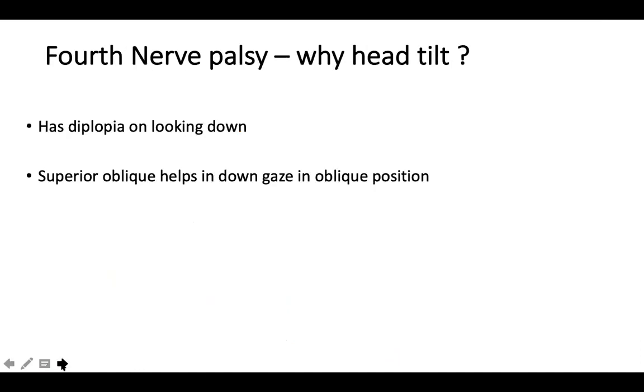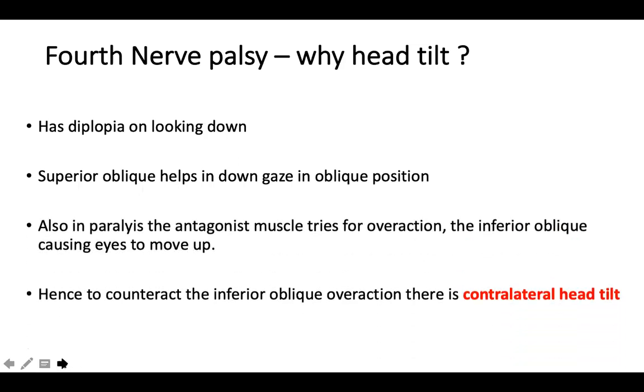So why is there a diplopia on looking down? Because as we know, the superior oblique helps in down gaze in oblique position. Okay, like your left superior oblique helps in right down gaze, and your right superior oblique helps in left down gaze. So in case there is a paralysis, your antagonist muscle, the inferior oblique, does an overaction and pulls your eyes up. That is the reason for your obvious hypertropic squint on the same eye. So your inferior oblique pulls the eye up.